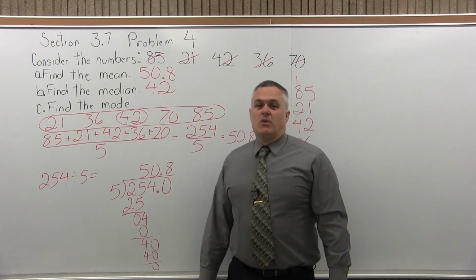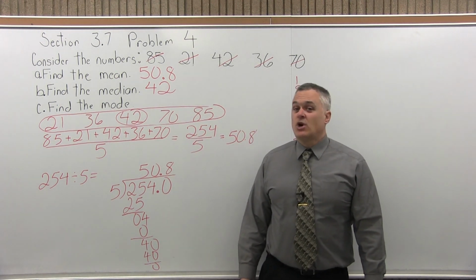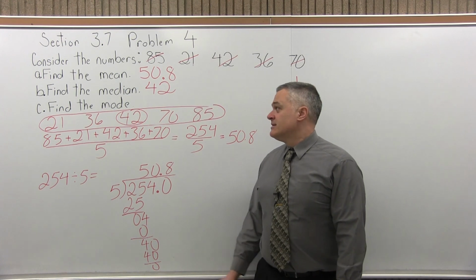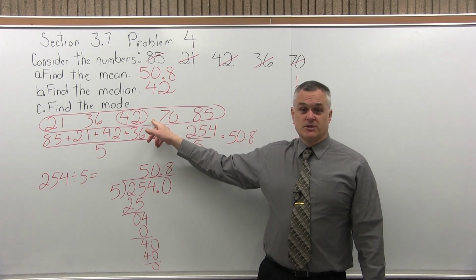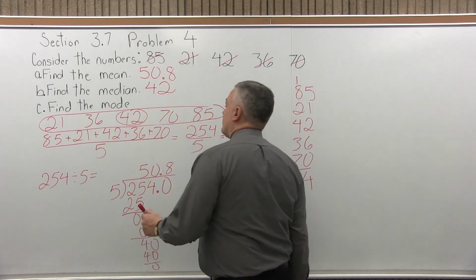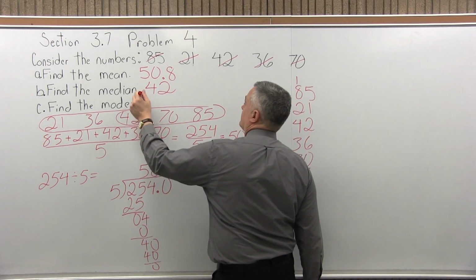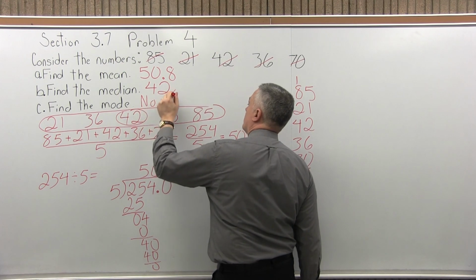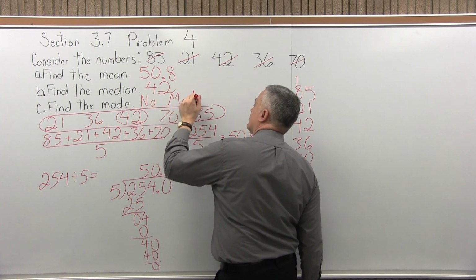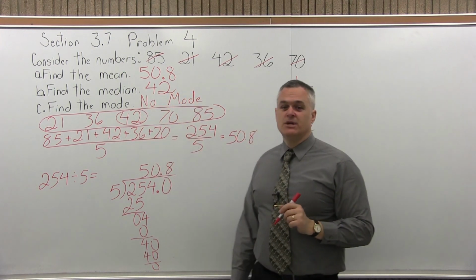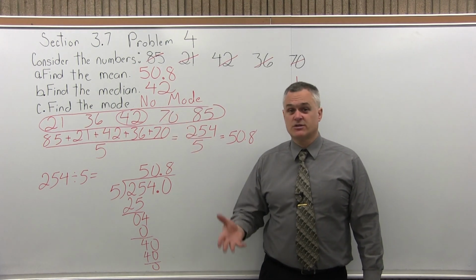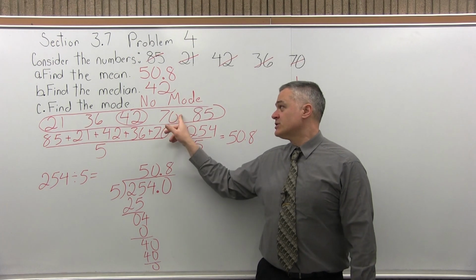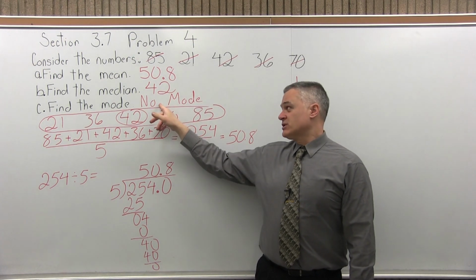Now next, the mode. The mode is the most common number in the list. Well, there are no numbers that are more common than any others in this list. There are no numbers that are repeated. So the answer for the mode is there is no mode. Now, when that's the case, don't put 0. No mode is different than putting 0. If you put 0, that means 0 shows up more than any other number in your list, which is not the case. You have to actually write no mode.